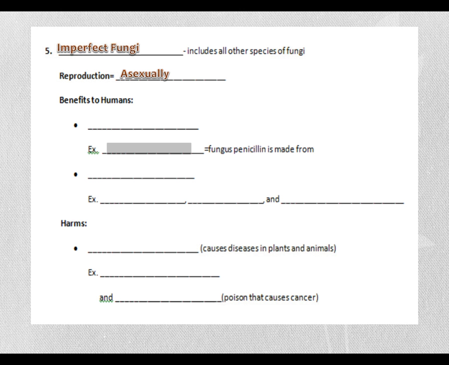It reproduces asexually. And we just don't go into a whole lot of detail because this includes a lot of different species of fungi. But we can talk about the benefits. Medicine is one benefit, like penicillin. Penicillin is made from a fungus called Penicillium.